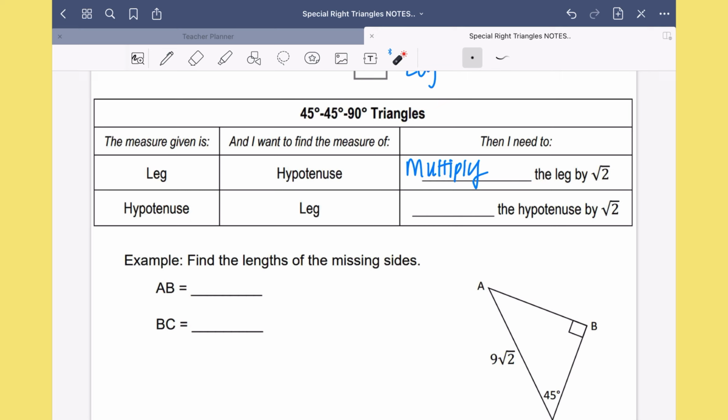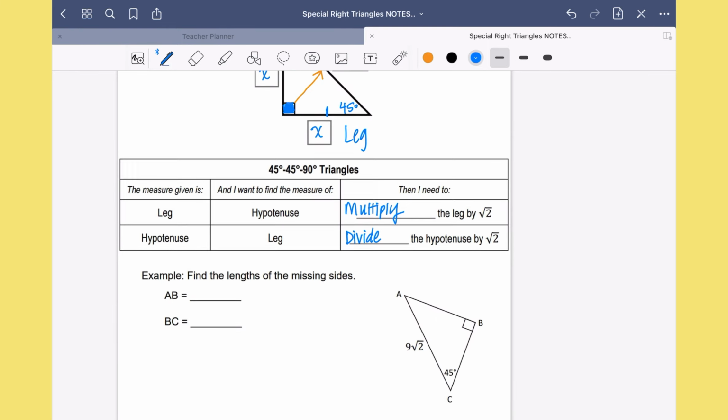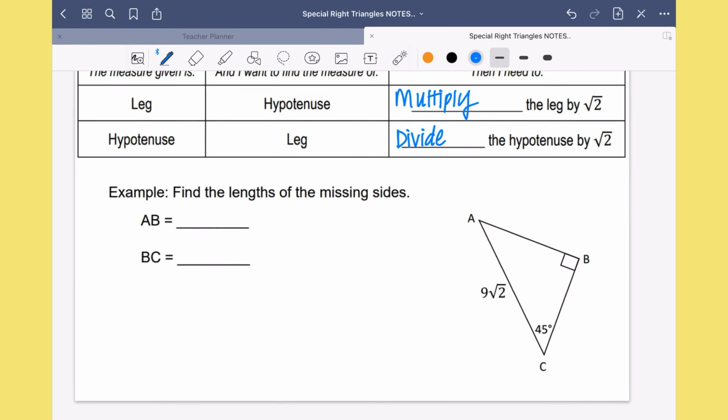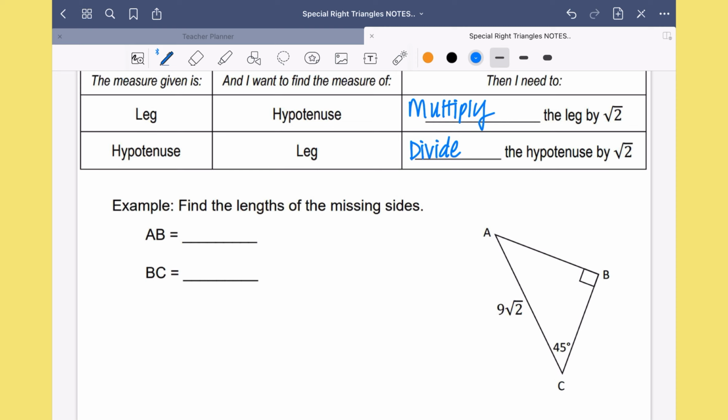But if you're given the hypotenuse in the triangle and you want to find what the leg measure is, then you're going to divide the hypotenuse by the square root of 2. So let's look at our first problem here. It says, find the lengths of the missing sides, AB. So that's going to be here, segment AB, and segment BC over here.